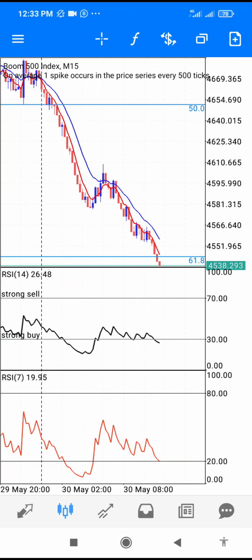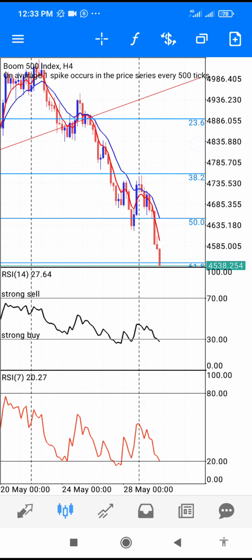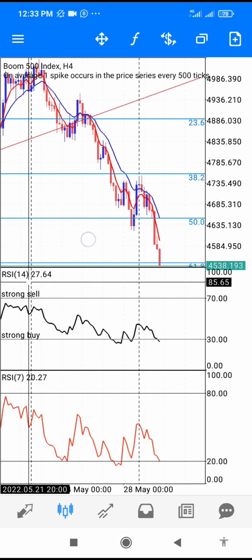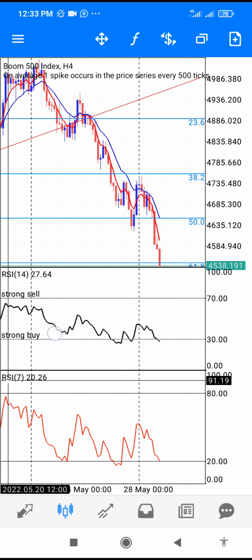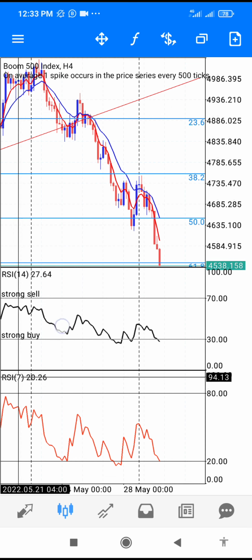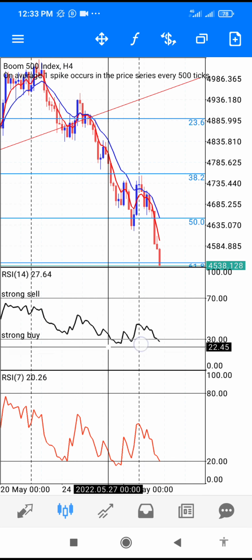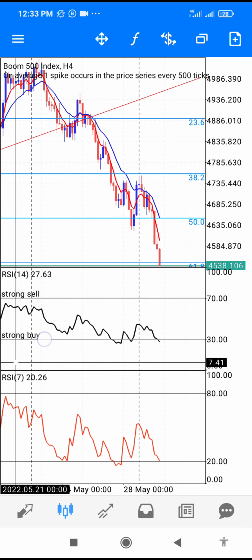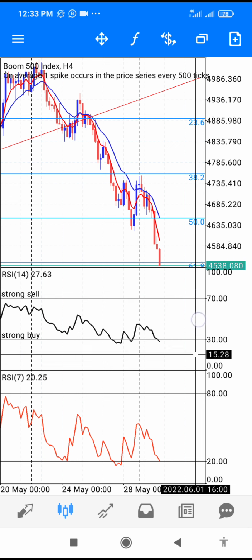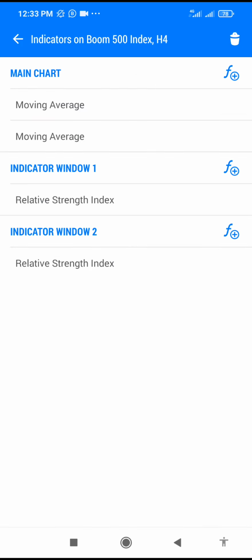Okay, this is Boom 500. As you can see, the strategy is RSI 14. You can see here RSI 14 and RSI 7. So if you know how to set up your RSI, you see the parameters I'm using. It's very simple. Let me show you my parameters.